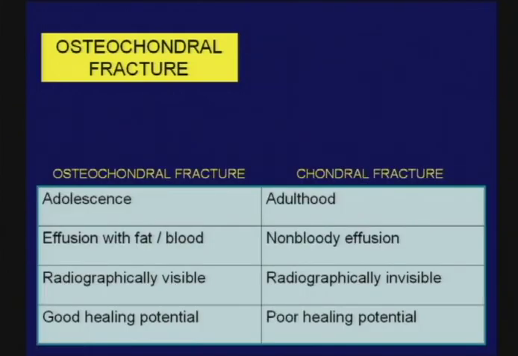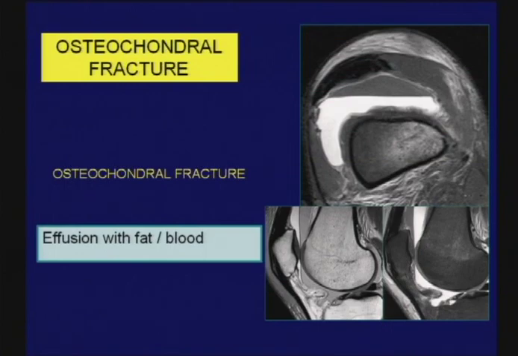Osteochondral fractures, when compared to chondral fractures, show some differences. Osteochondral fractures are more common in adolescents, chondral fractures in adults. Osteochondral fractures produce fatty and bloody effusions. Chondral fractures, no bloody effusion. Osteochondral fractures are radiographically visible if the bone component is large; chondral fractures are invisible. And once the bone is violated, the healing potential improves, better for an osteochondral fracture than a chondral fracture.